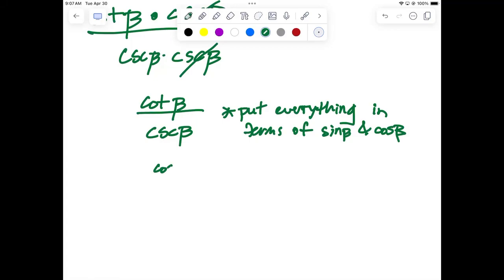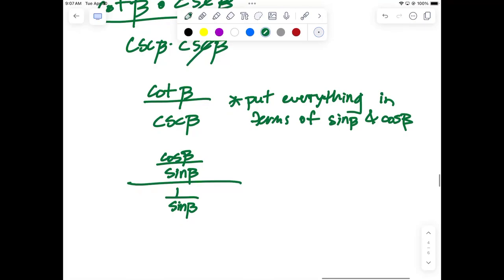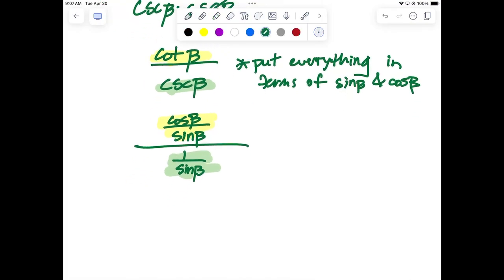So cotangent is cosine over sine. There's the numerator. All over cosecant is 1 over sine. Yes? Cotangent is cosine over sine. Cosecant is 1 over sine. All right, now remember what I said yesterday too. When you get a complex fraction, you should cheer. Hooray, hooray, right? We got a complex fraction.